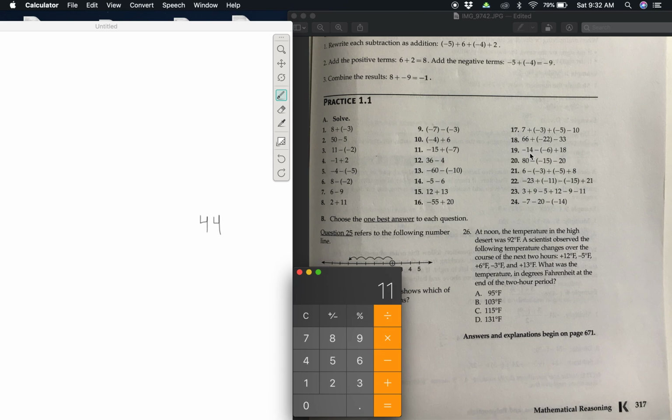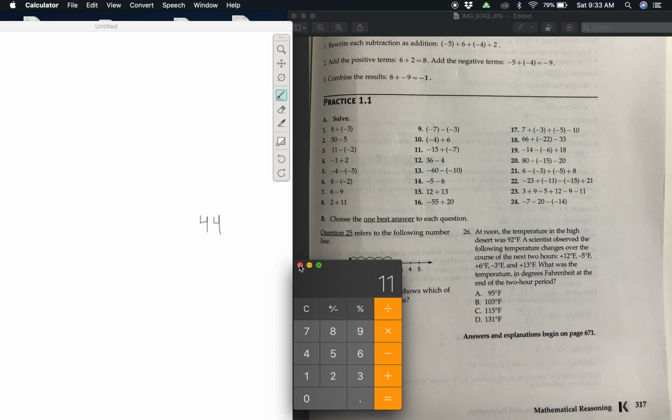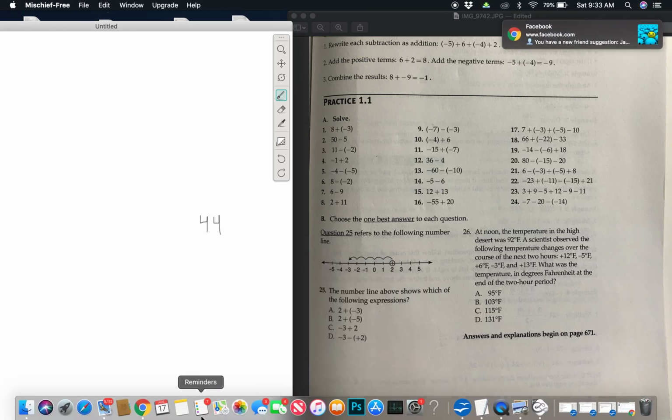So 19, negative 14 minus negative 6. So remember, minus a negative amount is adding some positive numbers. So you have plus 6, which brings it closer to the right side of the 0 on the number line. So negative 14 minus negative 6. So now we have a negative 8, okay? Because, oh, didn't mean to actually close that.